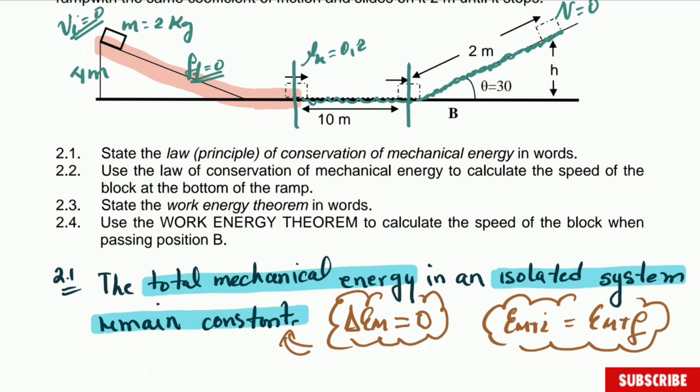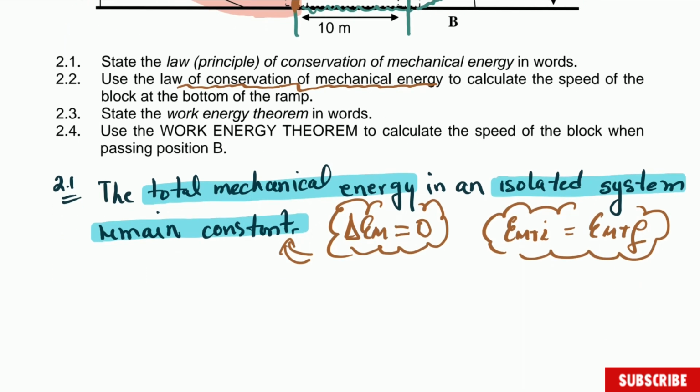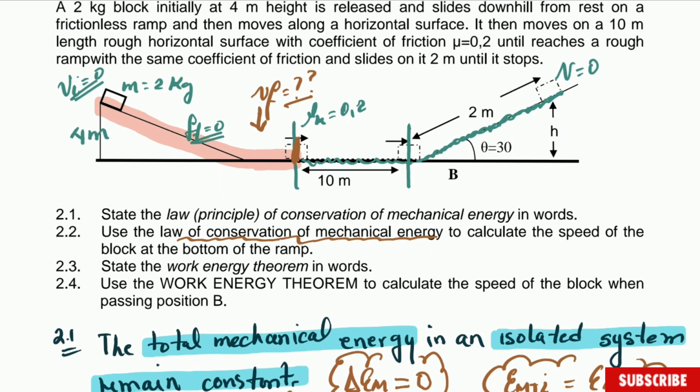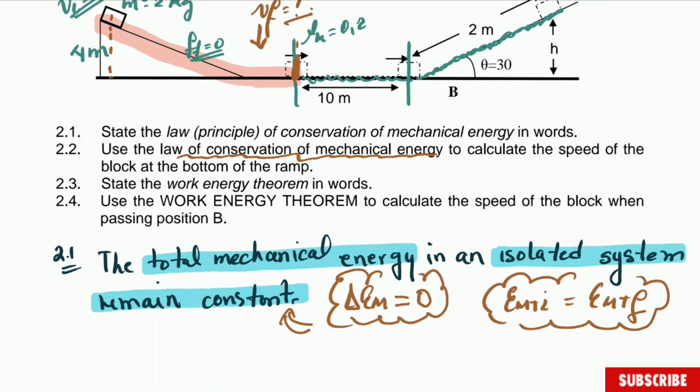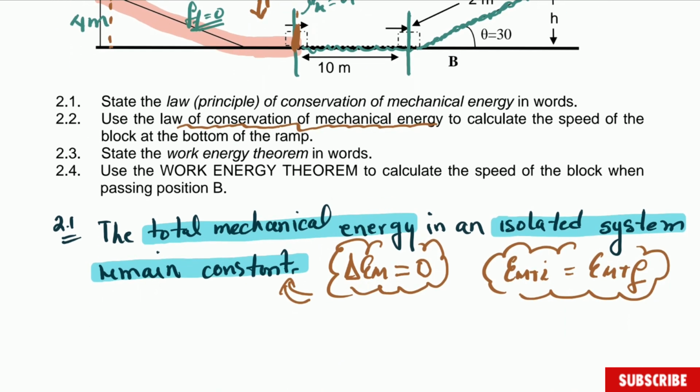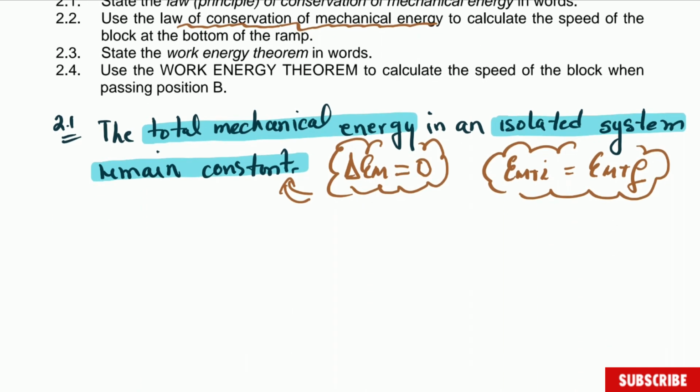Use the law of conservation of mechanical energy. So you have to use this law we are speaking about here to calculate the speed of the block at the bottom of the ramp. So we have to know what is the speed of the block at this point, and this, guys, is obviously going to be the same speed that is going to be at that point. For this one we're going to use the starting point here and the final point there, which is what we are going to be doing now. So we are going to start from there.